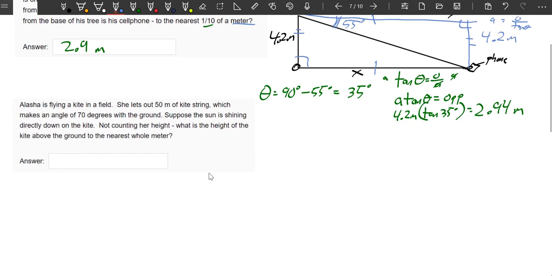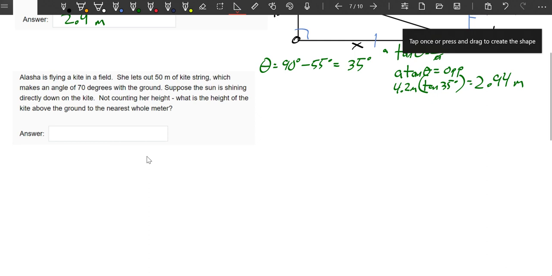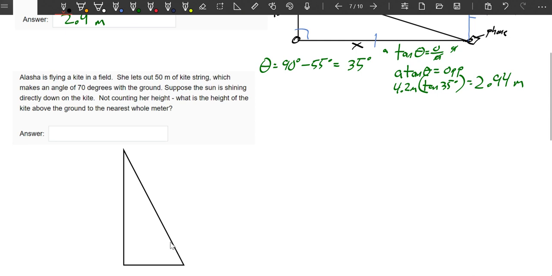Last one on this page: Alasha is flying a kite in a field. She lets out 50 meters of kite string, which makes an angle of 70 degrees with the ground. So we've got a kite being flown way up in the sky. So this angle here is 70 degrees.